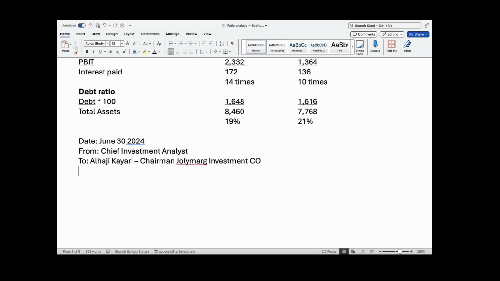Okay, and the subject is analysis of financial performance and financial position of Agrocom Nigeria Limited.